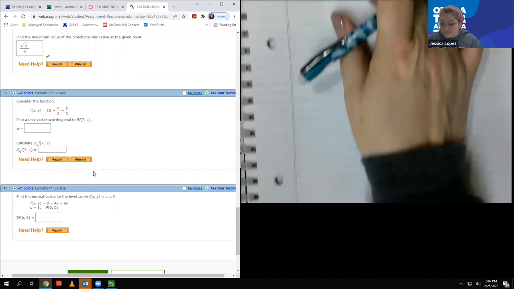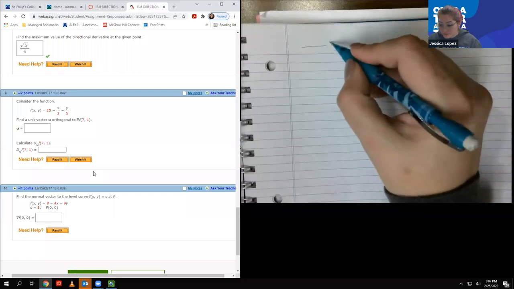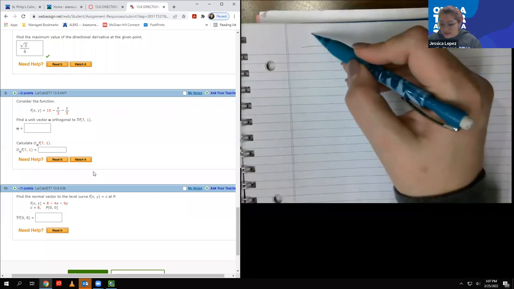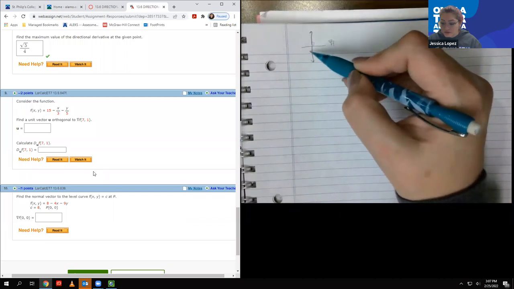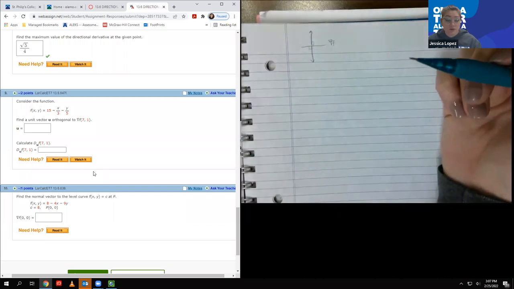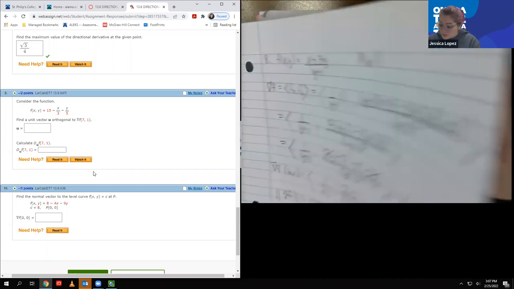Here's one vector. That's the gradient vector, whatever it is. And in order for you to be orthogonal, it doesn't matter if you're going in that direction or you're going in this direction. You still have that 90 degree angle, okay? But I'm going to pick the first one.